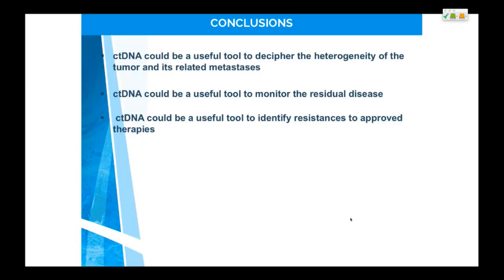So as a conclusion, ctDNA could be useful to decipher the heterogeneity. It could be used as a monitor of the residual disease, and it might also be useful to identify resistance for approved therapies.